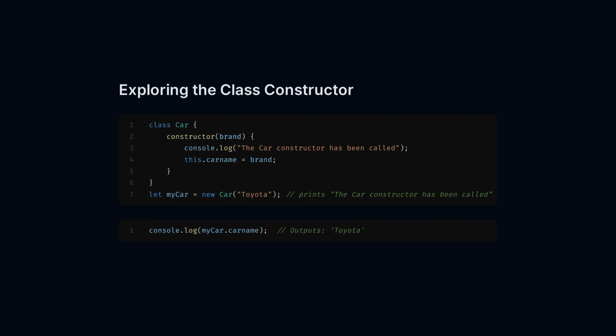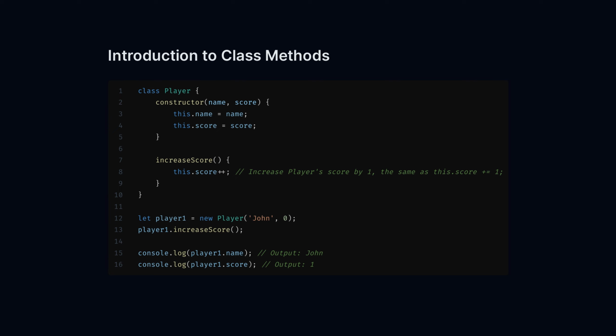Let's keep the momentum and continue exploring. In addition to properties, classes can also have methods. This enables objects from a class to perform actions. Similar to functions, class methods allow us to carry out tasks or compute values. On the slide, we have a player class with a name and score property and an increaseScore method. This method adds 1 to the score property of a player object. Don't forget, in JavaScript, we omit the function keyword when defining class methods.